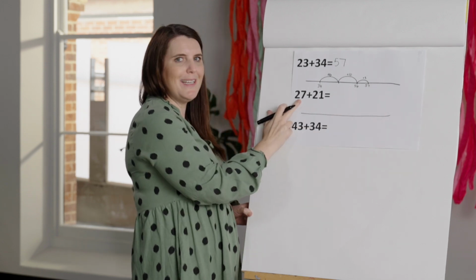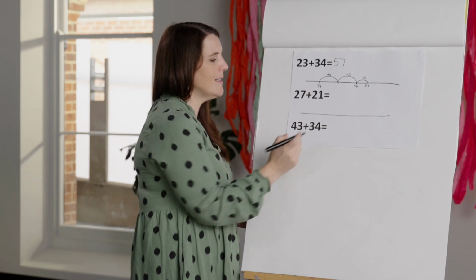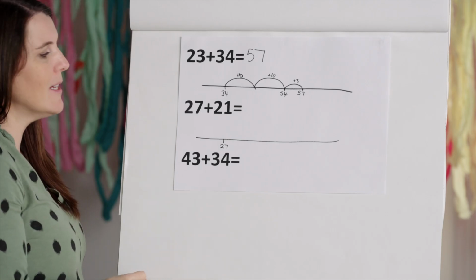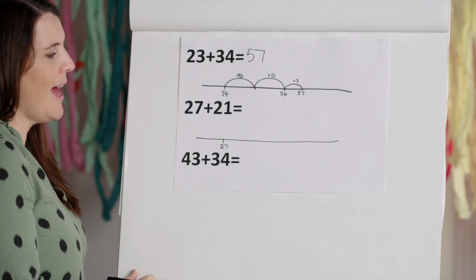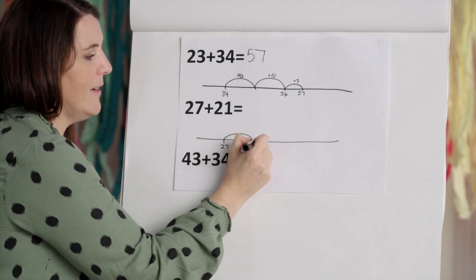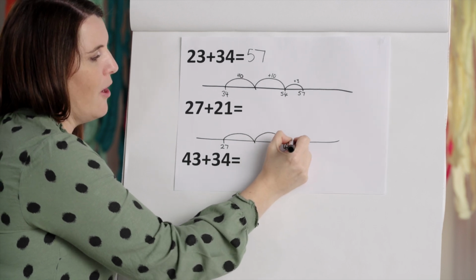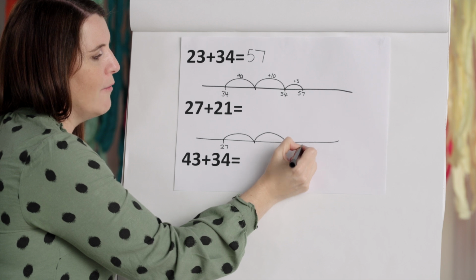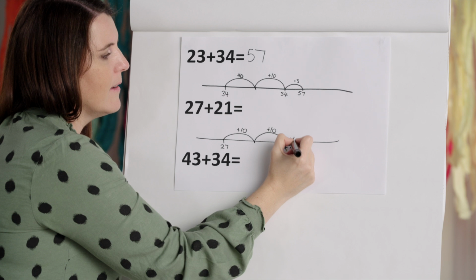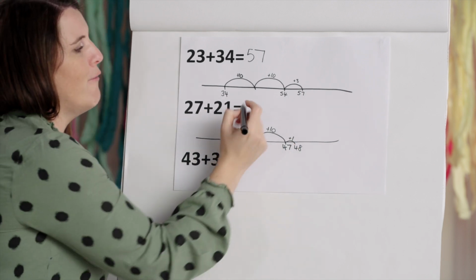Okay, let's do the next number sentence. I have 27 plus 21. My biggest number is 27, so I'm going to start there. 27 plus 21. I'm going to add my 2 tens first. 27, 37, 47, and then I've got one more, 48. So I've got 27 plus 21 makes 48.